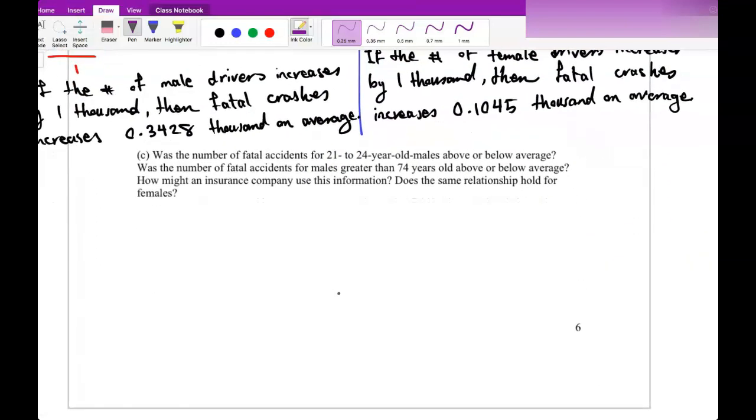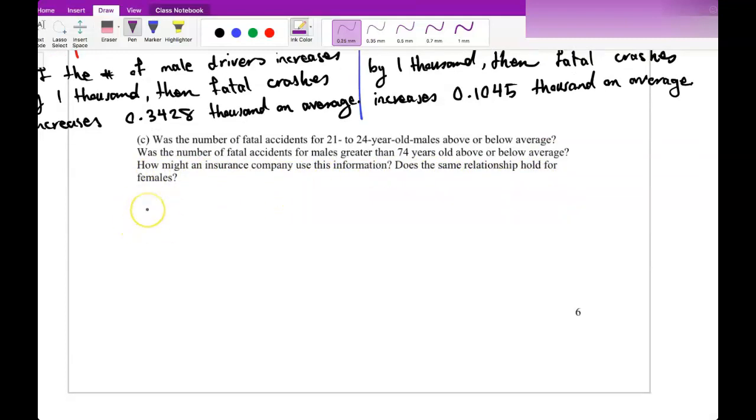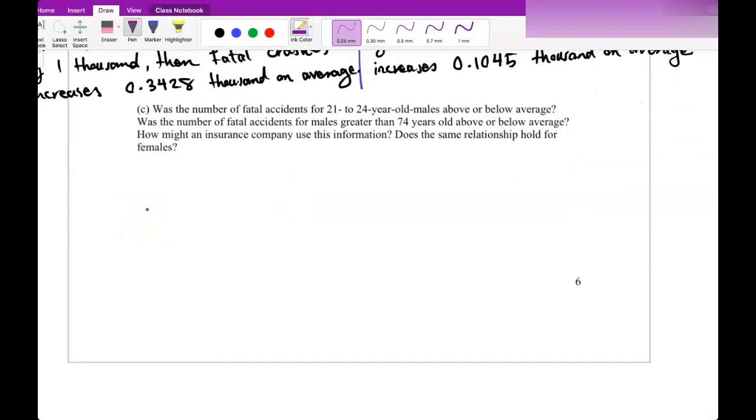Part C was the number of fatal accidents for this group, 21 to 24-year-old males, above or below average. And the next one is what's the number of fatal accidents for males greater than 74 years old, above or below average. How might an insurance company use this information? Does the same relationship hold for females? So we're gonna work for both of these, males and females.